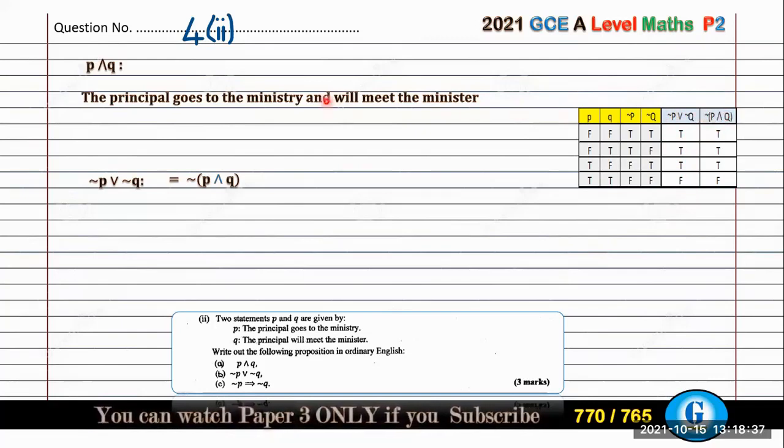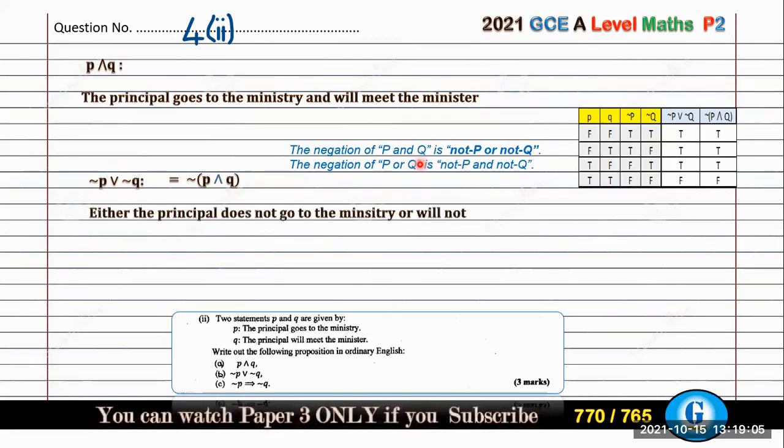So this one is just the negation of this first statement, because this first statement is P and Q, right? So this second one is the negation of this first statement. The negation of P and Q is written as not P or not Q, right? But this statement is the negation of P or Q. So the negation of P or Q is not P and not Q. So we are using the second one, okay? You can use either of the two.